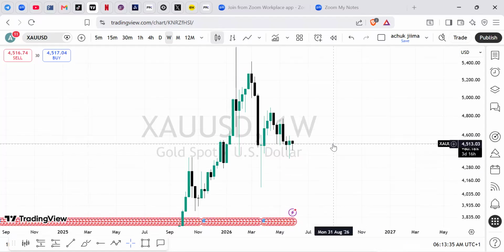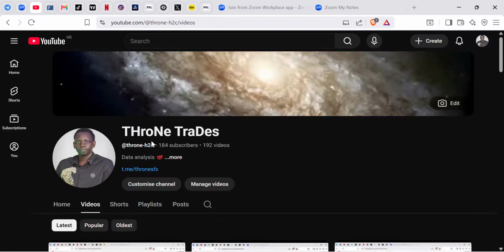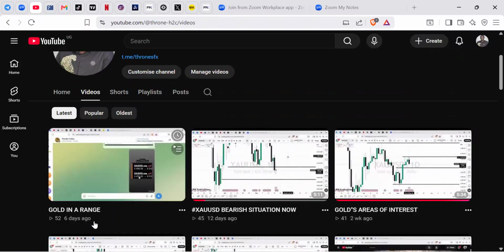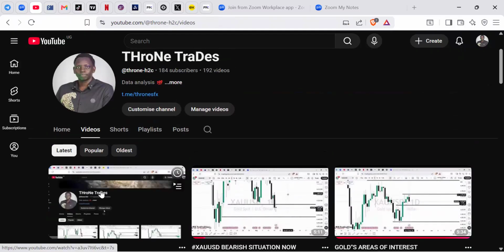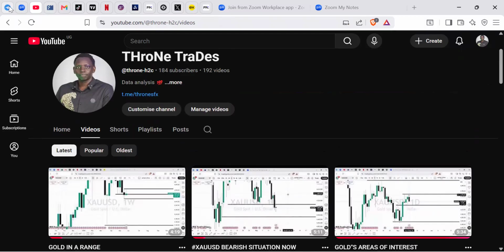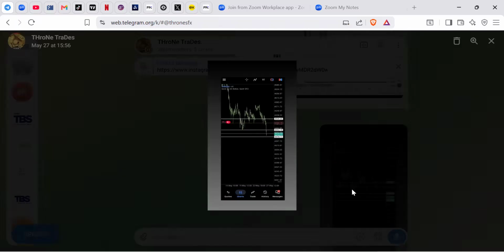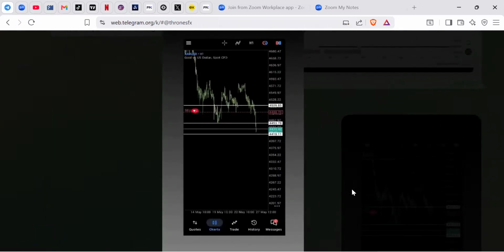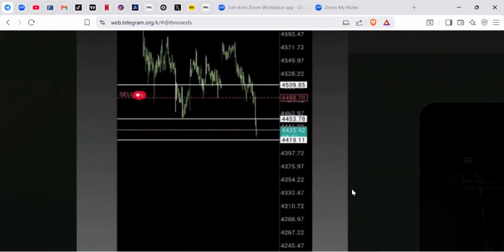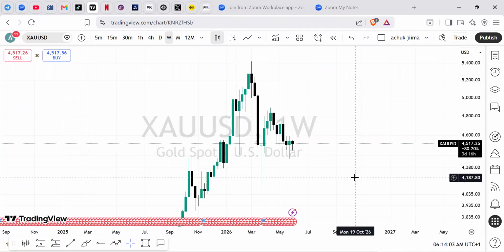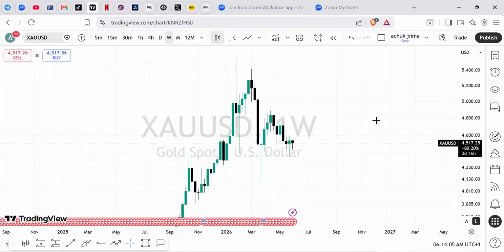This is gold on the weekly time frame. Last week on Throne YouTube, when you look at the last video where we tried to understand gold in a range, we ended up getting this trade from Throne Telegram, this sell after gold got out of that range. We had this sell from around 4488. So I'm going to break down this sell and how we entered it, but also add on to how we're going to trade today, especially this week.